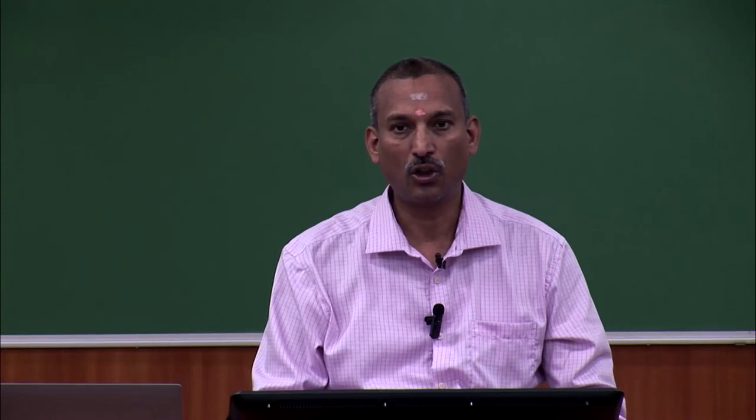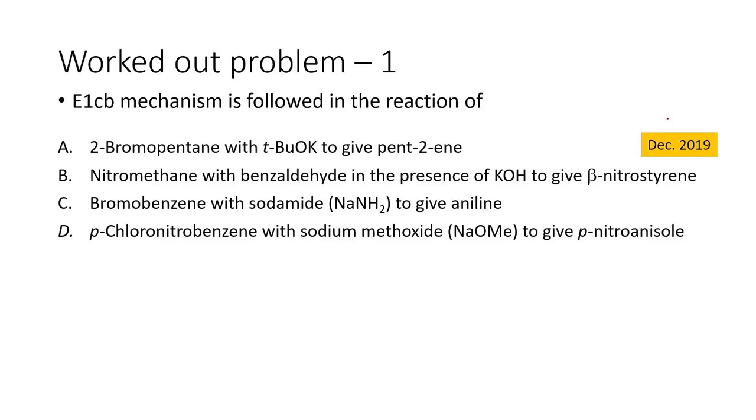In this session, we will be looking at organic reaction mechanisms involving elimination reactions with electrophilic, nucleophilic or radical species. Let us look at the first problem. This problem appeared in December 2019. So, the question given is: E1CB mechanism is followed in the reaction of. Four options are given here.